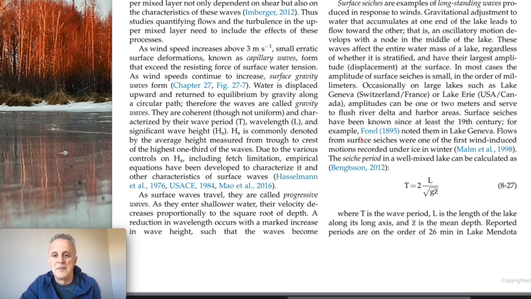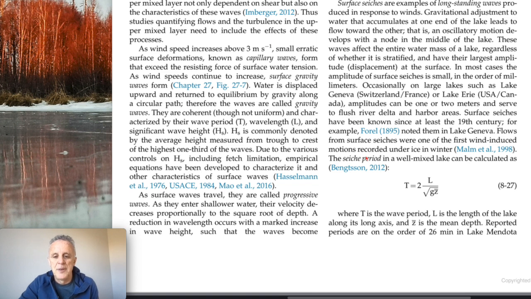So let's get started. Surface seiches are examples of long-standing waves produced in response to winds. Gravitational adjustment to water that accumulates at one end of the lake leads to flow toward the other. That is, an oscillatory motion develops with a node in the middle of the lake. These waves affect the entire water mass of a lake, regardless of whether it is stratified, and have their largest amplitude displacement at the surface.